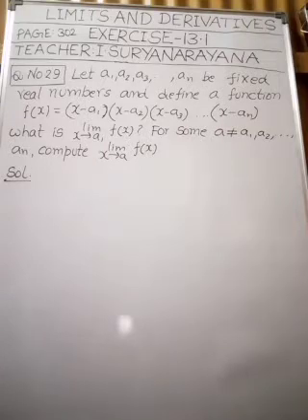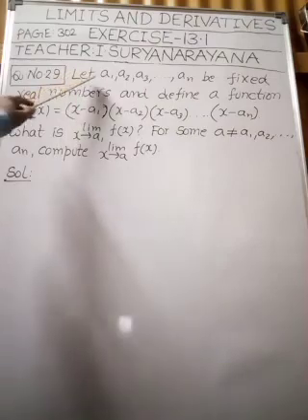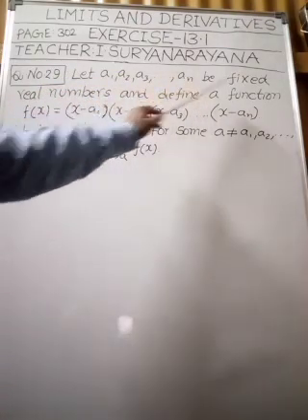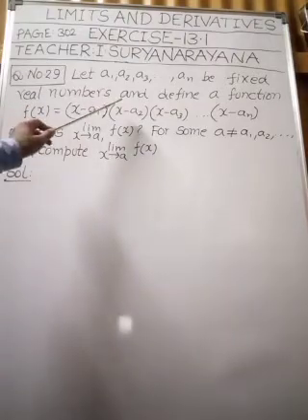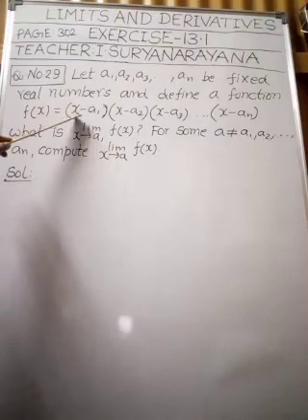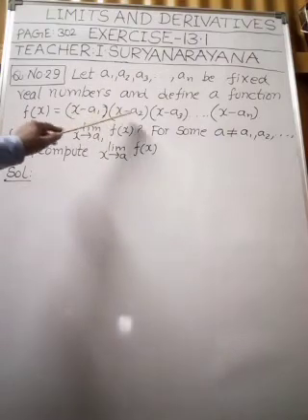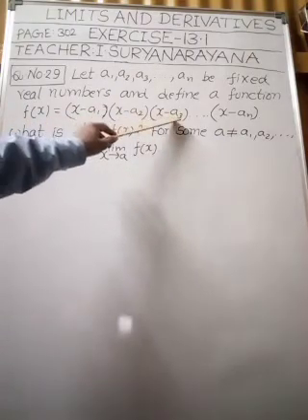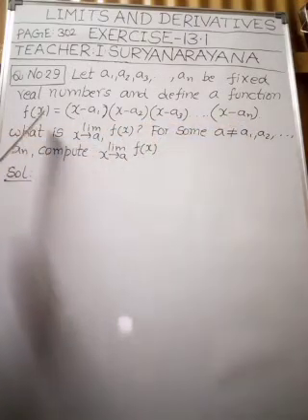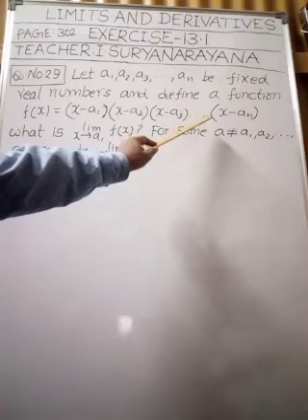Time limit is there. Please understand this problem, my dear children. Okay, right. Now come to the question number 29. Let a1, a2, a3 and so on, an be fixed real numbers, and define a function f of x is equal to x minus a1 into x minus a2 into x minus a3 and so on into x minus an. A function f of x is defined like this.